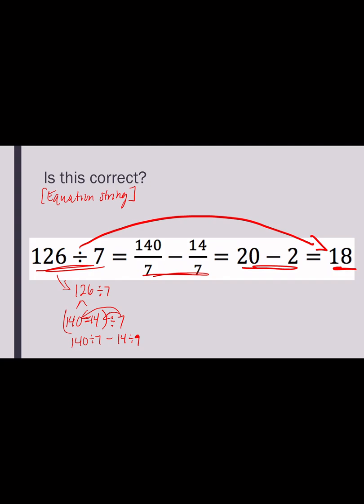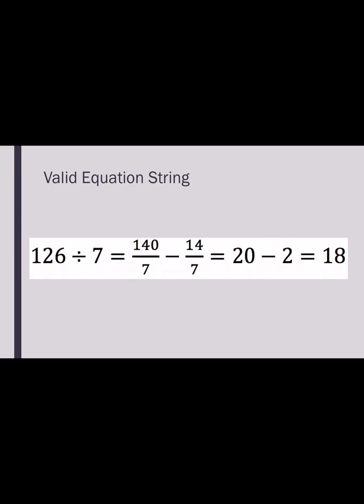Okay, and those were strategically calculated so that they can have nice divisions. And that's why 140 over 7 becomes 20, and 14 over 7 becomes 2. And then 20 minus 2 is equal to 18. Okay, so all of those are equal in value. So yes, that is a valid equation string.